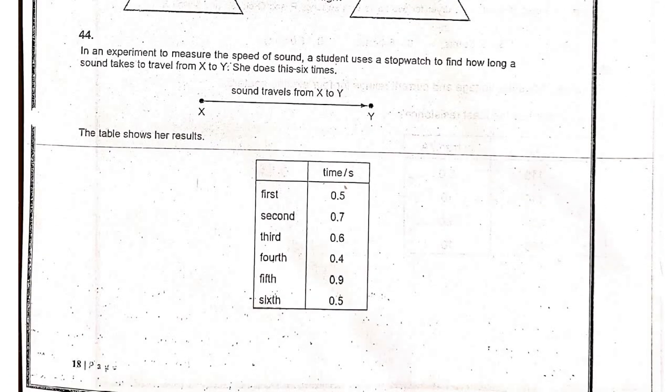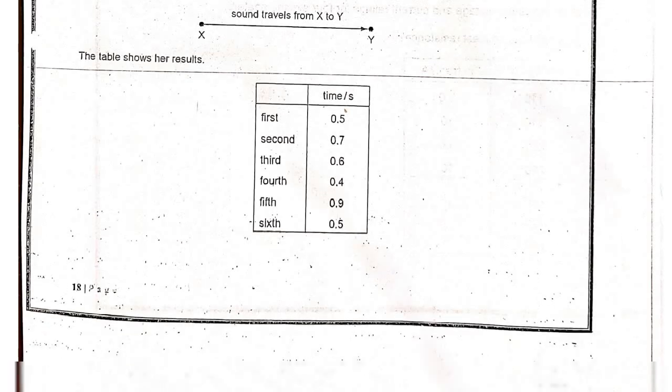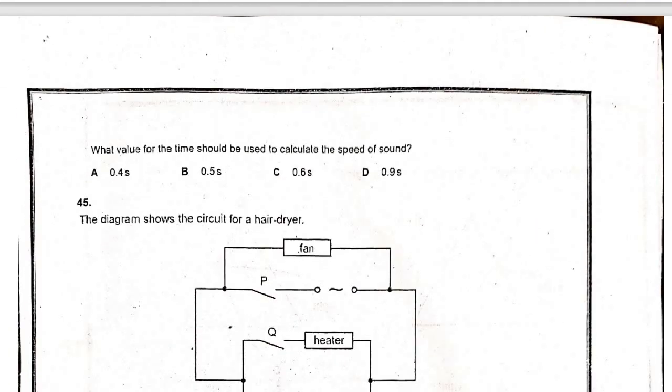In an experiment to measure the speed of sound, a student uses a stopwatch to find how long a sound takes to travel from X to Y. And we have a set of values, from the first time to the 6th time, we have these different values of time. What value for the time should be used to calculate the speed of the sound?